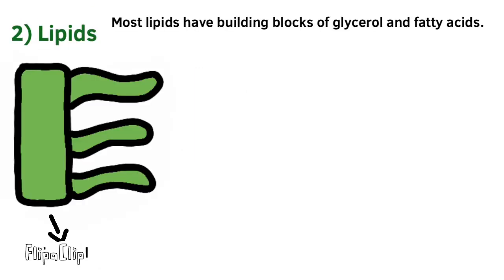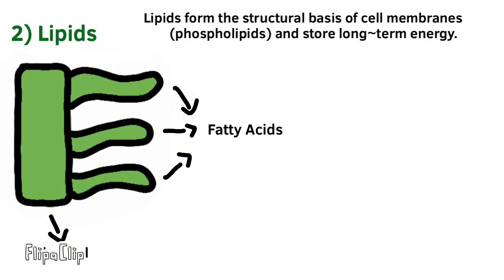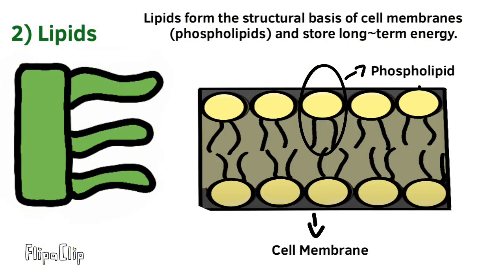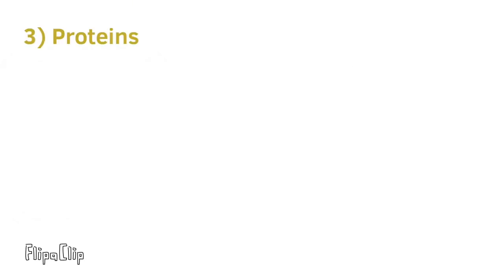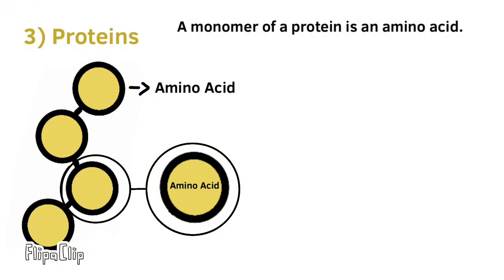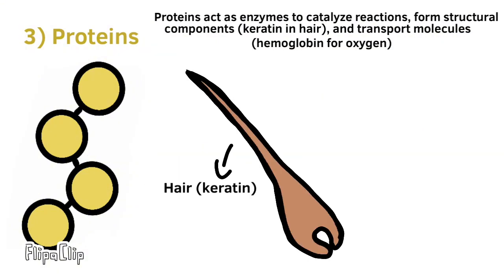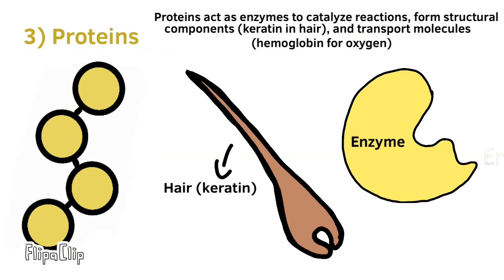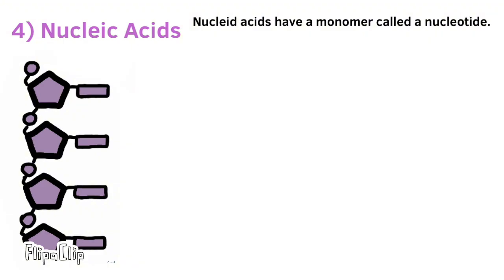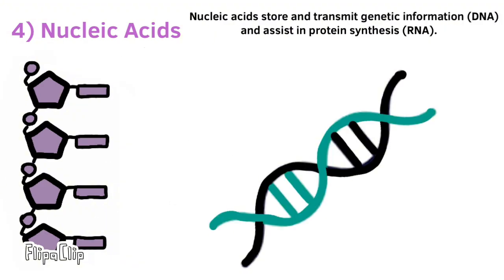Lipids. Most lipids have building blocks of glycerol and fatty acids. Lipids form the structural basis of cell membranes, such as phospholipids, and store long-term energy. Protein. A monomer of a protein is an amino acid. Proteins act as enzymes to catalyze reactions, form structural components such as keratin in hair, and transport molecules such as hemoglobin for oxygen. Nucleic acids. Nucleic acids have a monomer called a nucleotide. Nucleic acids store and transmit genetic information, DNA, and assist in protein synthesis, RNA.